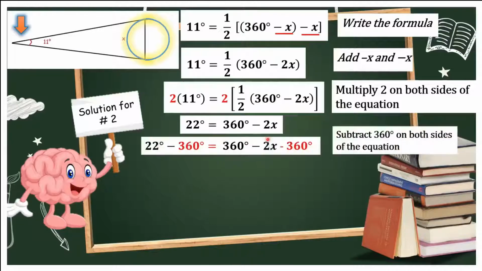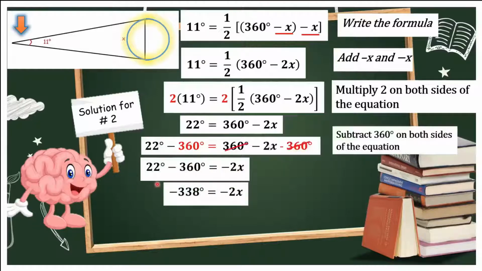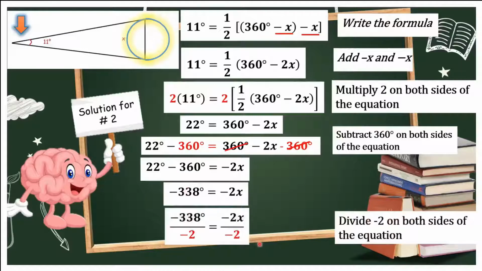Subtract 360 on both sides of the equation, then it will give you 22 minus 360 equals negative 2x. Then, add 22 and negative 360. The result is negative 338 equals negative 2x. Now, divide negative 2 on both sides of the equation. Therefore, x is equal to 169 degrees.